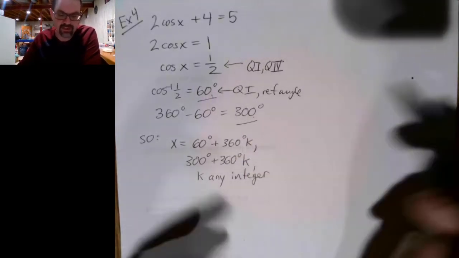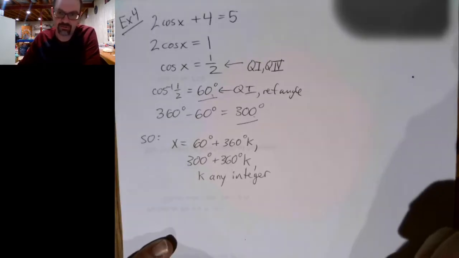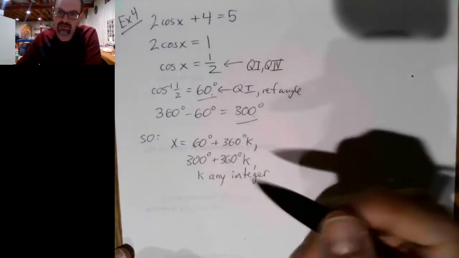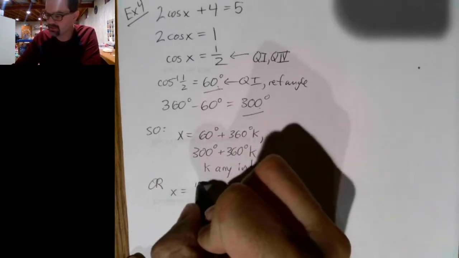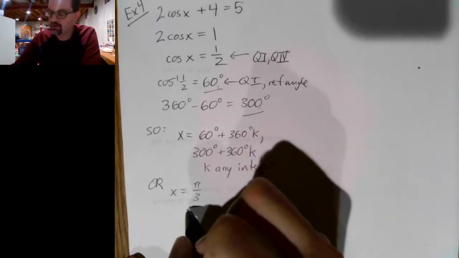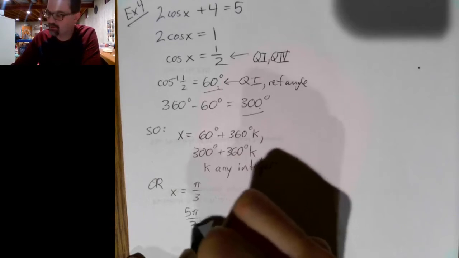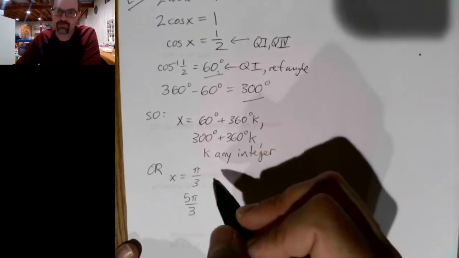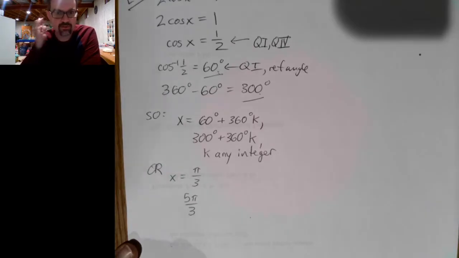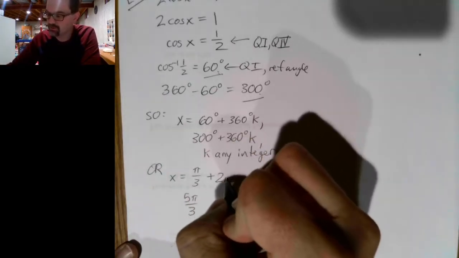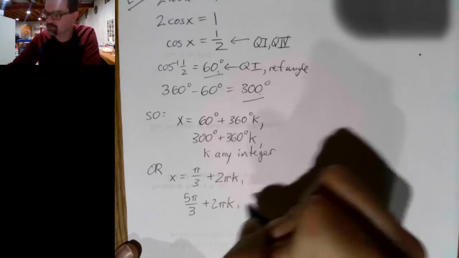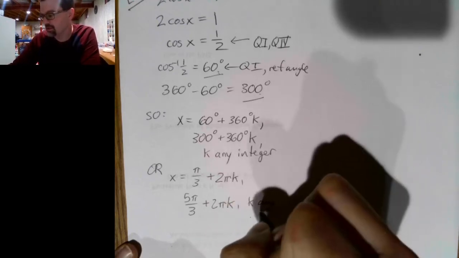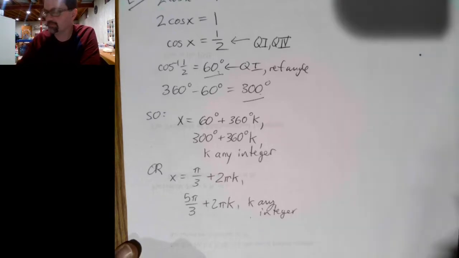Now the example does say find the solutions in radians as well. Now having found them in degrees, you can just convert them. If we do it in radians, 60 is pi over 3, 300 is 5 pi over 3, but now we have to represent anything coterminal with those guys, and so we say the same thing, but instead of 360 it's 2 pi. k any integer, like so.